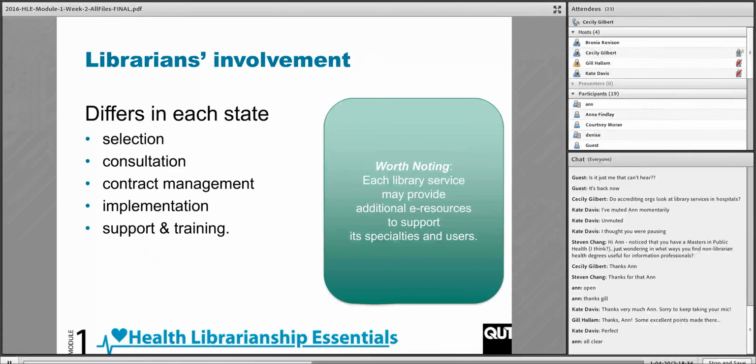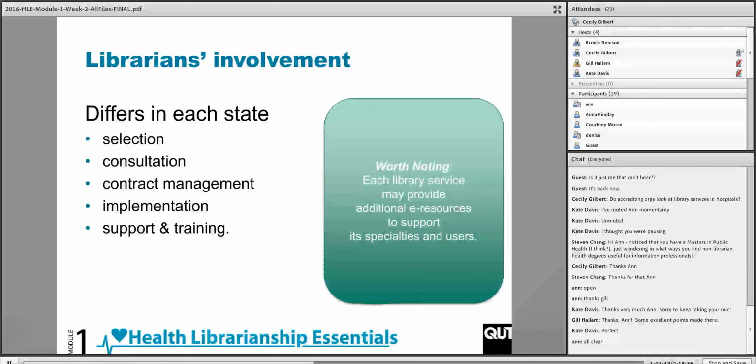And likewise, the involvement of librarians in each of the states can be different. Clearly, there's varying degrees of librarian involvement in selection of material, in consultation with users to find out where the users would like some areas of information provision made stronger and what resources they feel are less useful these days.